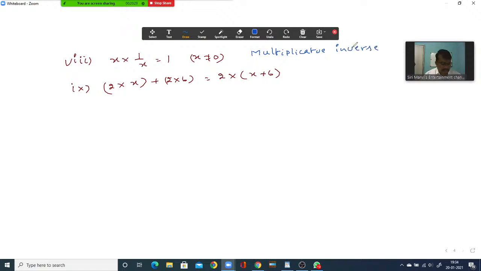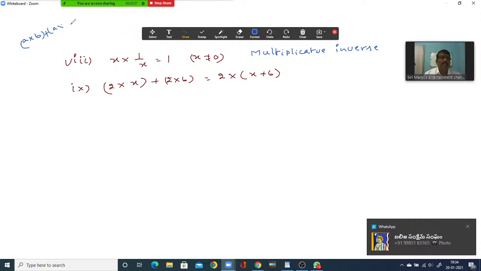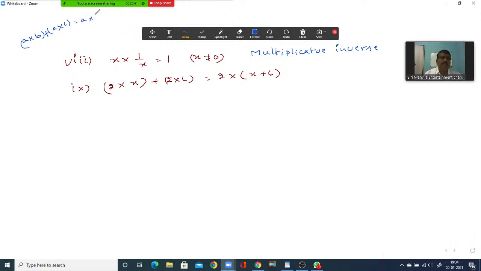Okay, next. This is as usual a into b plus a into c is equal to a into b plus c. So that's why the name is distributive law. So we will go on like this.